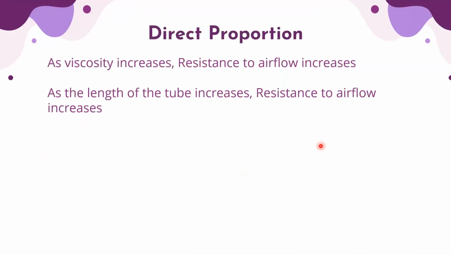So viscosity and actually length show a direct proportionality with resistance. What does that mean? It means that as the viscosity of the air increases, or basically it becomes thicker, the resistance to airflow increases. And that makes sense because if you have thicker air flowing through an airway, of course, it's going to face more resistance as it passes through, right? Similarly, if we talk about the length of an airway or of a tube, the longer the distance the air has to travel, the more resistance it's going to face while traveling through this airway. So the resistance is going to increase.